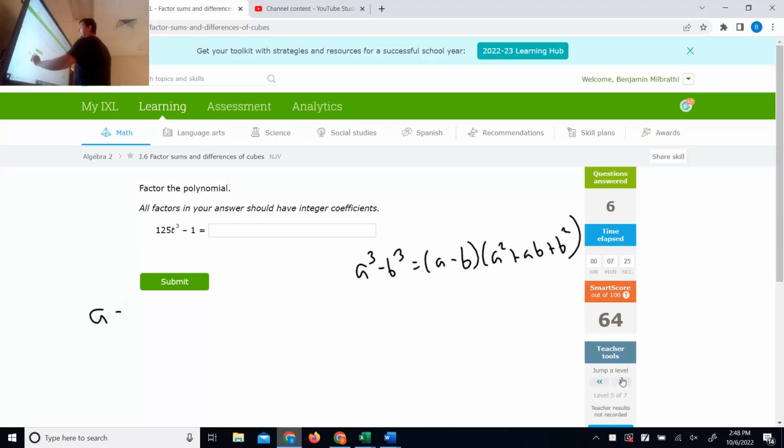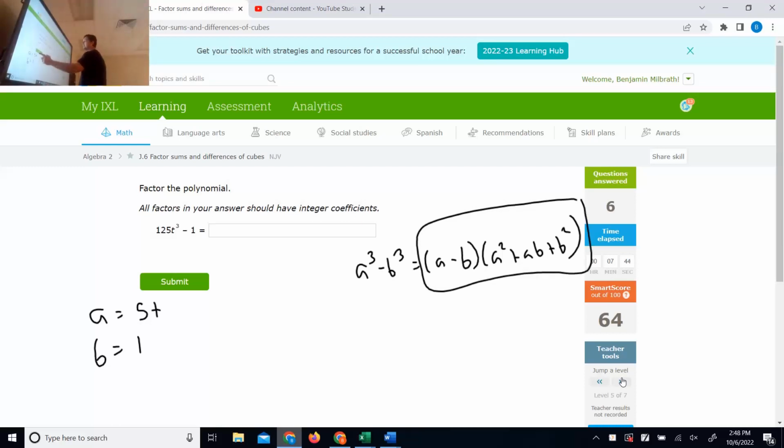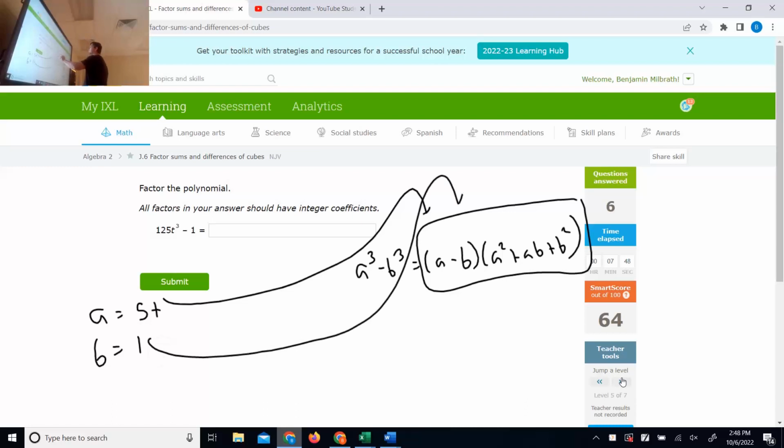So I have to take a 5 and cube it to get to 125. I have to take a t and cube it to get to t cubed. And for b, I take a 1 and I cube it. So a is 5t and b is 1. The reason they leveled up is because they want you to write the whole thing out. Okay, so I'm just going to plug into this. Everywhere I see an A, I put 5t, and everywhere I see a B, I put a 1. Just plug into that thing and be done with it.